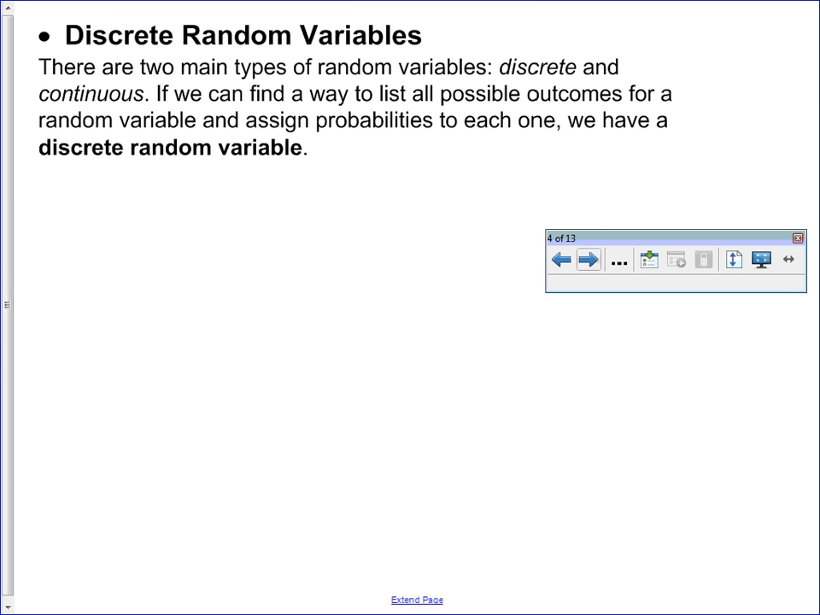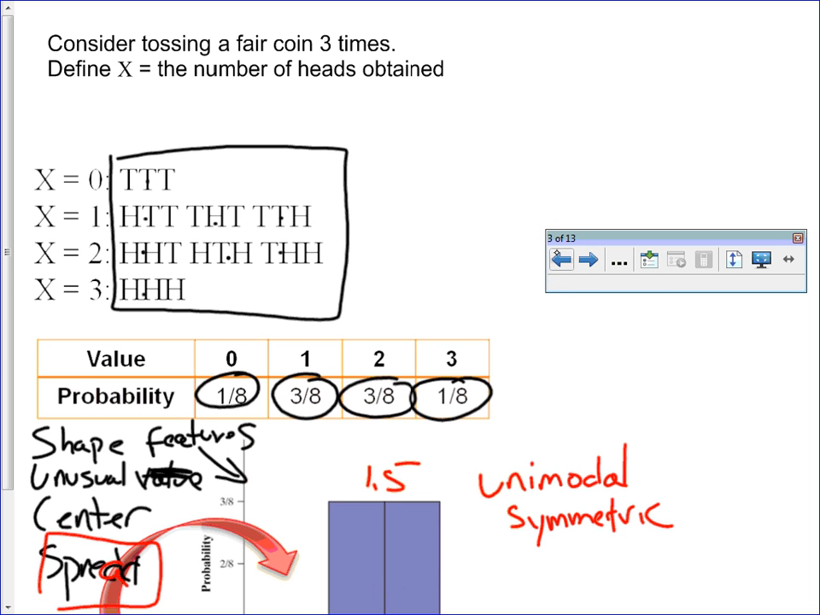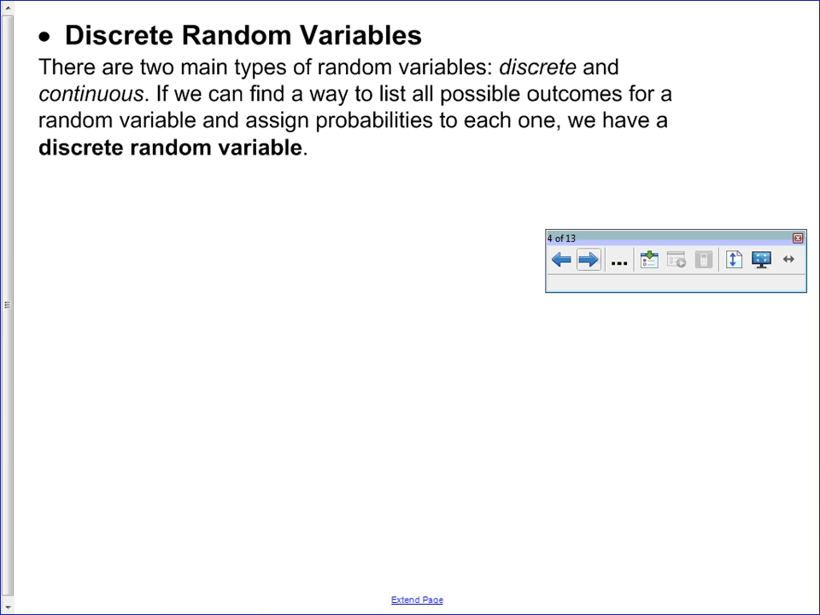So a discrete random variable, as opposed to a continuous random variable. If you can find a way to list all the possible outcomes for a random variable and assign probabilities to each one, we have a discrete random variable. All right. Coming back to this one, if we flip the coin, we can't get 1.5 heads. We can't get 2.5 heads. We can either get 1 head, 2 heads, right? It's discrete. There is a set number of outcomes that are possible. And so that's a discrete random variable.